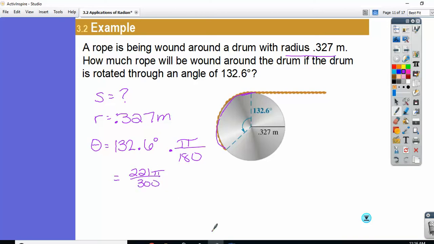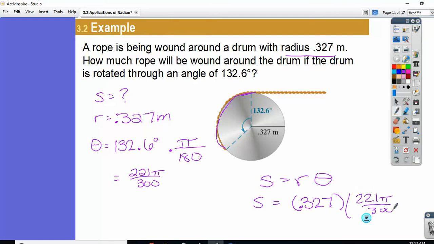You want to be careful because I'm going to use this theta in a formula. So if you round your theta now, what does that do to your final answer? It's going to throw that off. So try to avoid rounding earlier in the problem. So now we can just do the S equals r theta. My radius is 0.327, theta is 221 pi over 300.